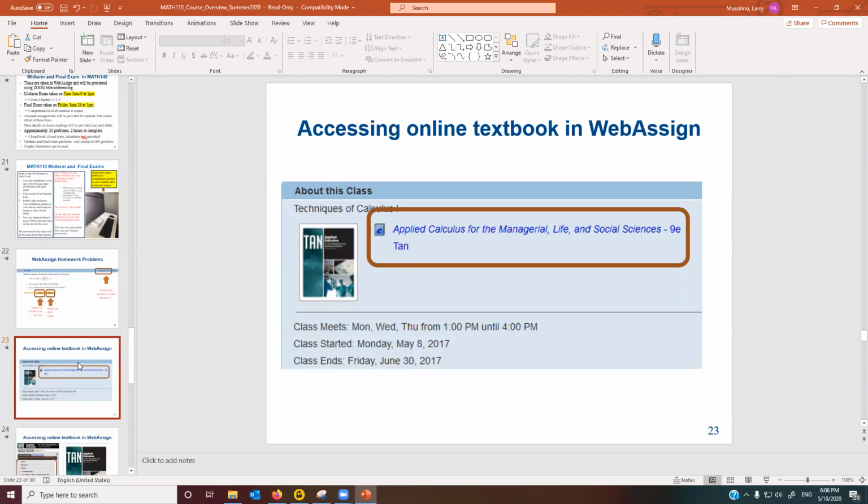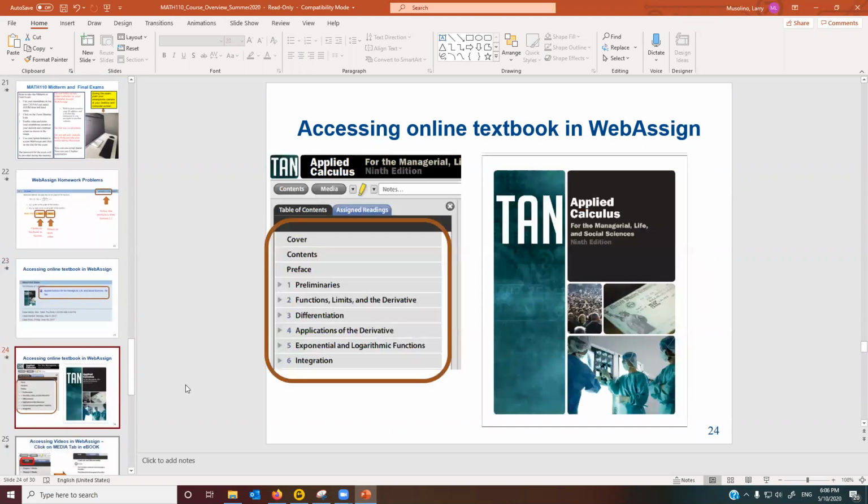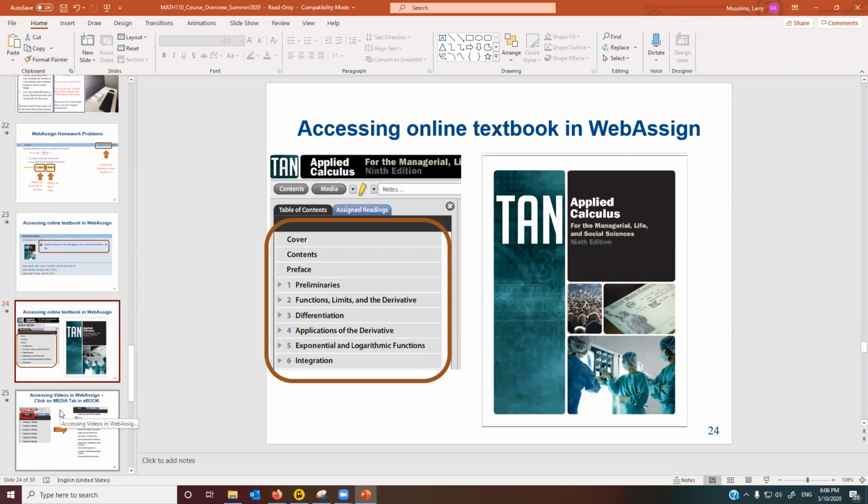When you want to access the textbook in WebAssign, when you go in WebAssign, you'll see a link for our textbook. Click on that, and then you can select any one of the chapters in the textbook. Also, let me show you how to access the videos.